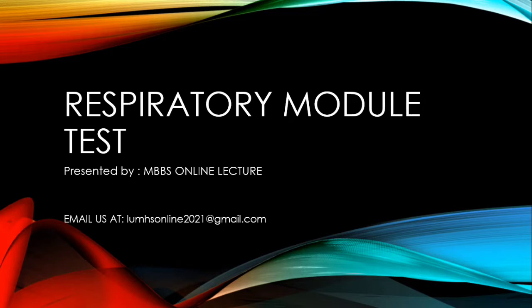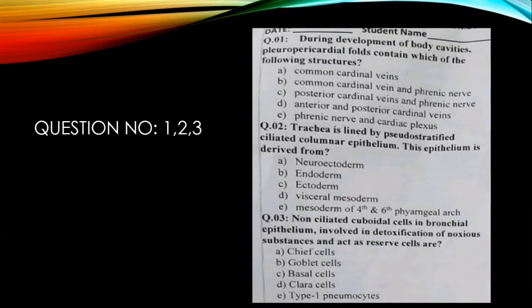So let's get started. Moving toward question number 1: during development of body cavities, pleuropericardial folds contain which of the following structures? A, common cardinal veins; common cardinal vein and phrenic nerve; posterior cardinal vein and phrenic nerve; anterior and posterior cardinal veins; phrenic nerve and cardiac plexus. During development at week 4, the pleuropericardial folds contain the common cardinal vein and the phrenic nerve.